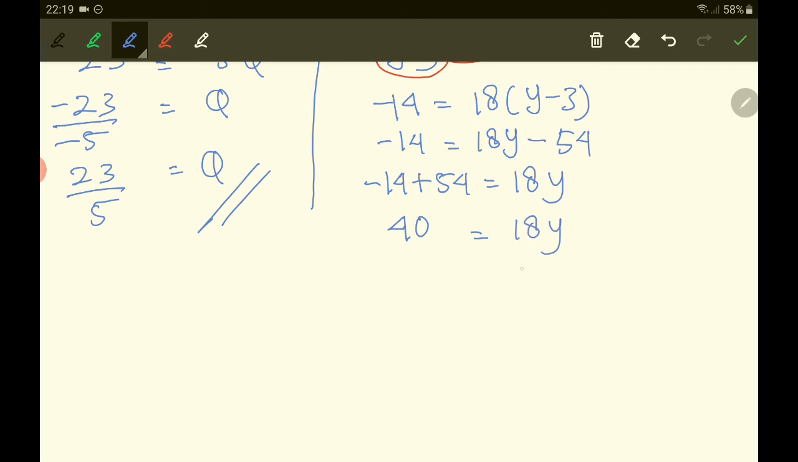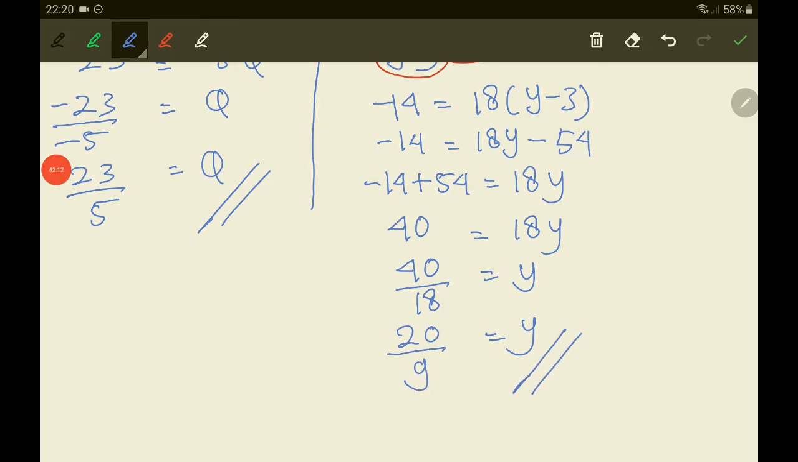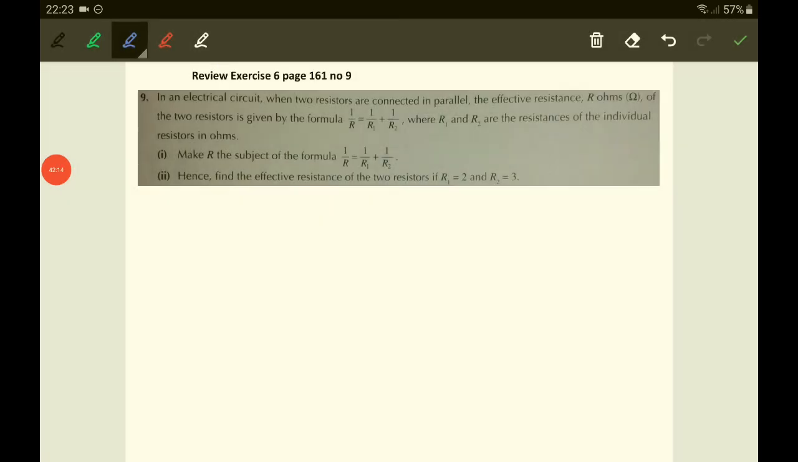So now we can get y is equal to, I move the 18 multiplication to the left, it becomes division. So 40 divided by 18. So y, we simplify to the simplest form, we get 20 over 9. So this is the value of y.